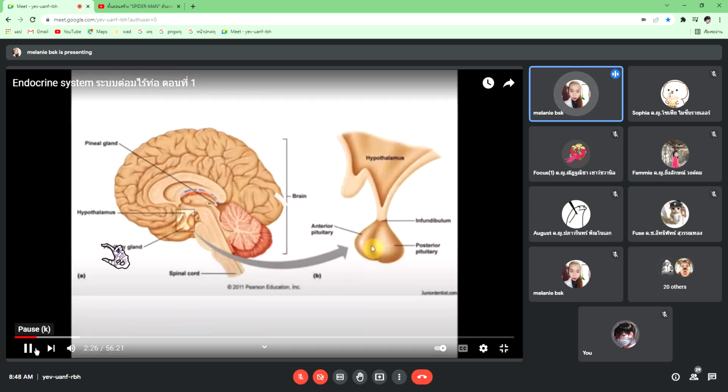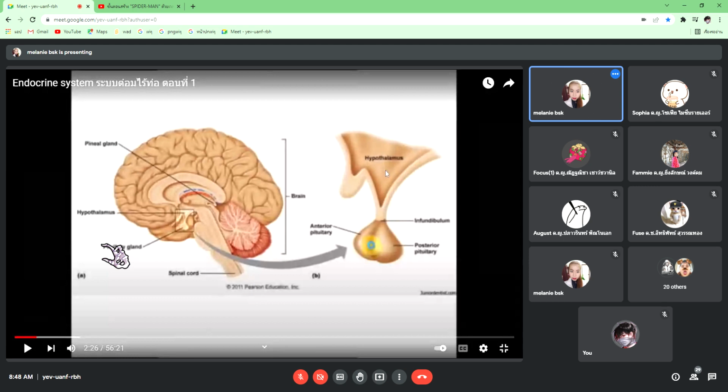Your hypothalamus looks like this. It's in here. This one is your hypothalamus, and this is your pituitary gland, children. This is your brain, so you can find it in this part. It's a tiny gland. Now we're going to move on.